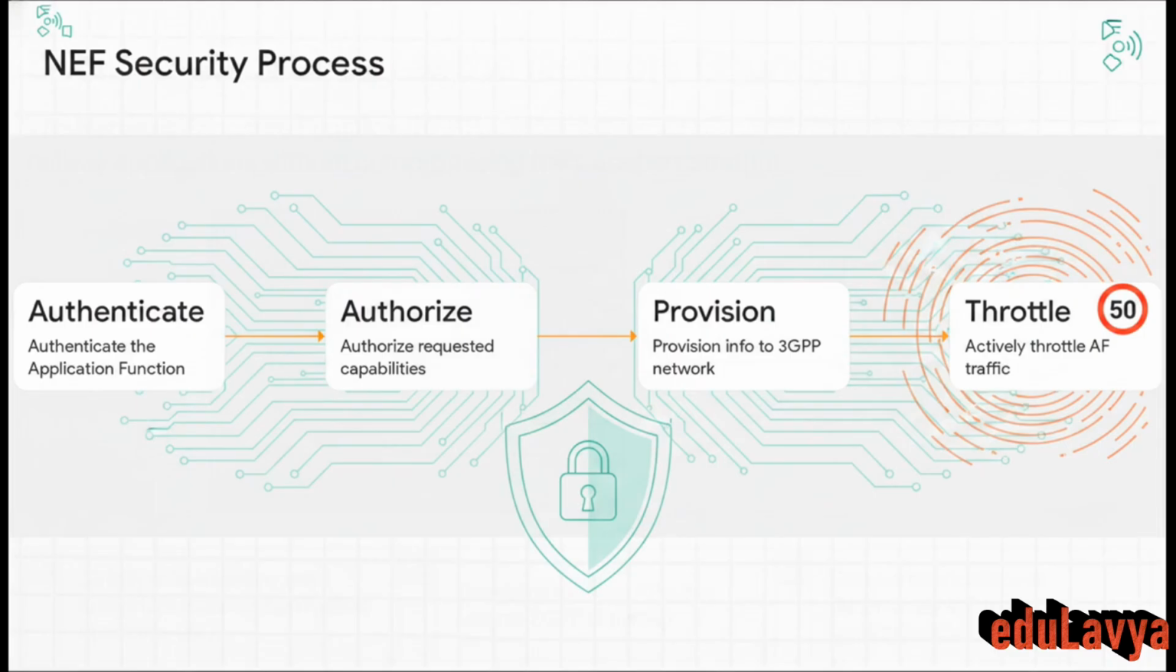And this bridge builds a proactive defense. It is definitely not just a passive gateway. The NEF actively authenticates external apps and authorizes their requests. But look at step 4. This is absolutely crucial. The NEF actively throttles those requests to ensure our control plane is never overwhelmed by a sudden surge of traffic. It really is the ultimate gatekeeper for network stability.